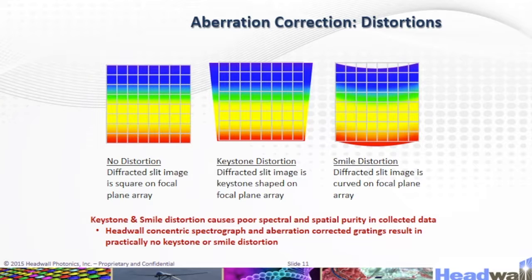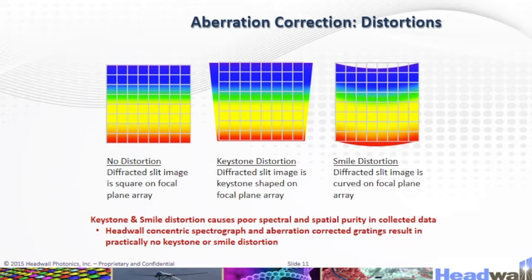Here are the aberration corrections. You want an image with no distortion, so that every pixel in the slit is mapped to columns of pixels on the focal plane. No serious calibration math is needed to fix the data, and we get this mostly for free in the Offner. In competing systems, you will see keystone and smile distortion.